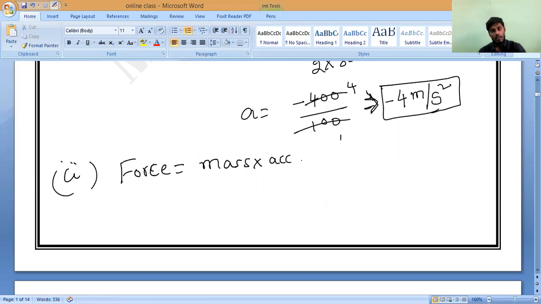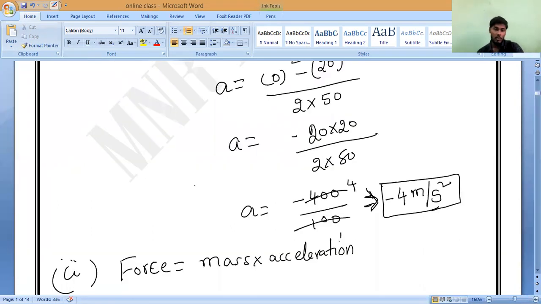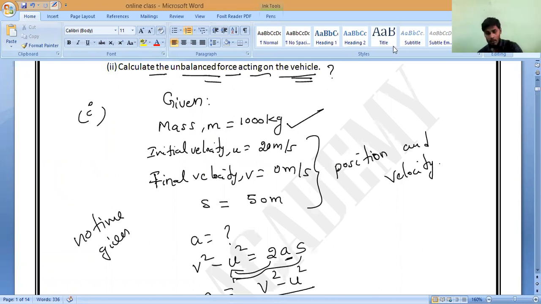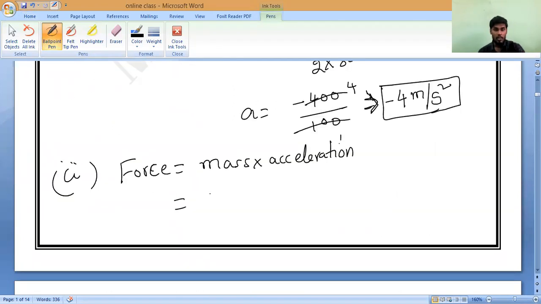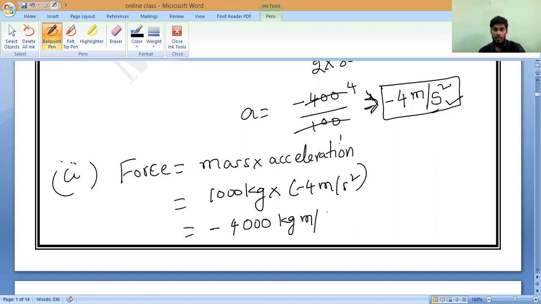Mass into acceleration. Everybody should communicate. So mass equals how much given? Mass equals 1000 kg. 1000 kilogram, correct or not? Yes, sir. Equals 1000 kilogram into acceleration equals how much? Minus 4 meter per second square. If you multiply this, we get 1000 into 4, 4000. Minus 4000 kilogram meter per second square.